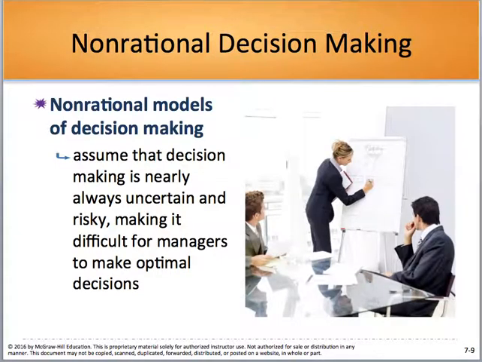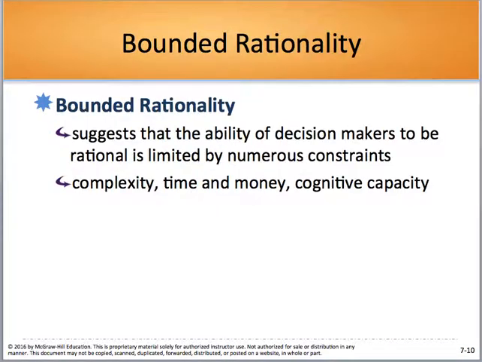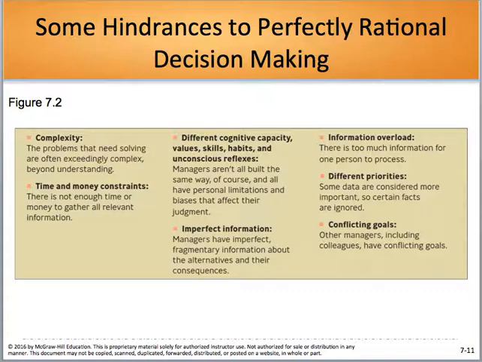Now, when we look at non-rational models, we assume that decision making is nearly always uncertain and risky, and it makes it difficult for managers to make optimal decisions. Bounded rationality suggests that the ability of the decision maker to make rational decisions is limited based on a number of constraints, and that could be complexity, time, money, and cognitive capacity. So let's look at some hindrances. Under complexity, the problems that need solving are very complex, beyond understanding. And we can have time and money constraints where there's just not enough time and not enough money for us to gather enough relevant information in order to make a sound decision.